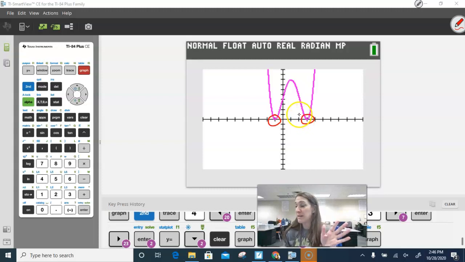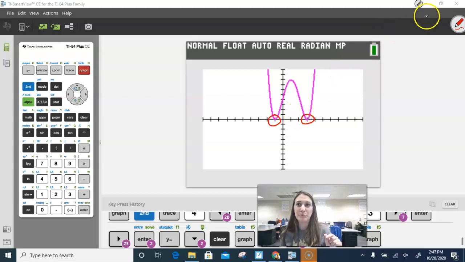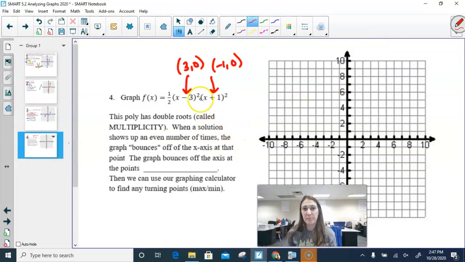First of all, the shape is amazing. It looks like a W. That's cool. And it bounces. It, like, doesn't even come through the axes. So let me explain to you what's going on here.